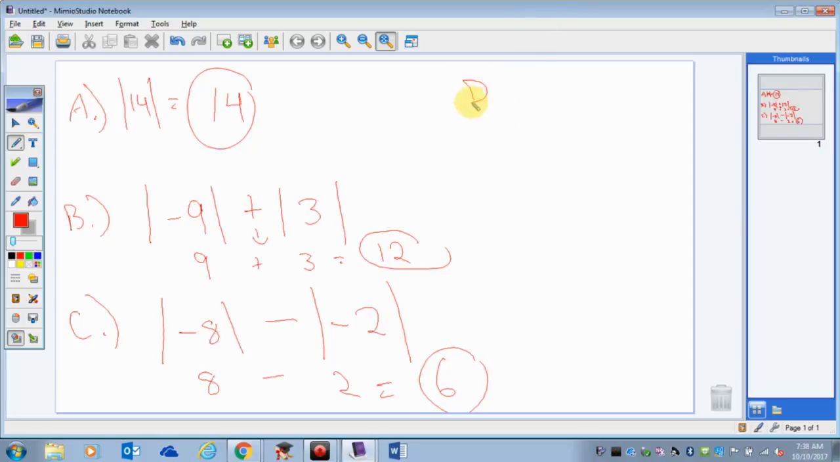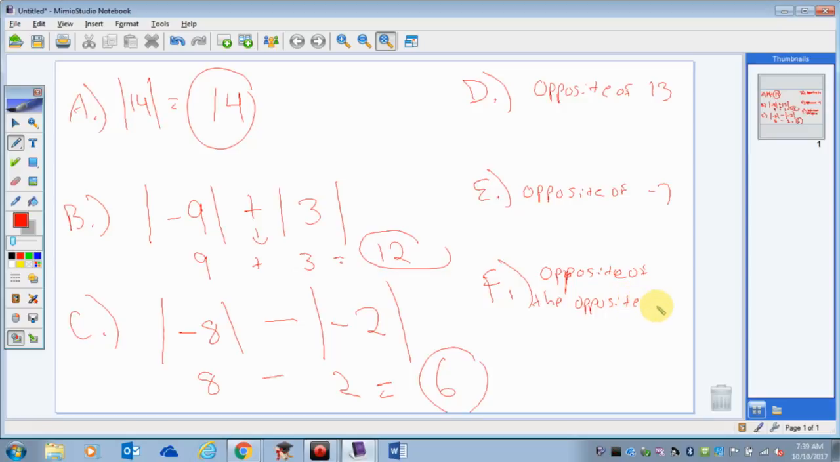So I'm going to do D, E, and F over here. D is the opposite of 13, E is the opposite of -7, and F is the opposite of the opposite of -12. Alright, at this time, you're going to pause it and work out these three.